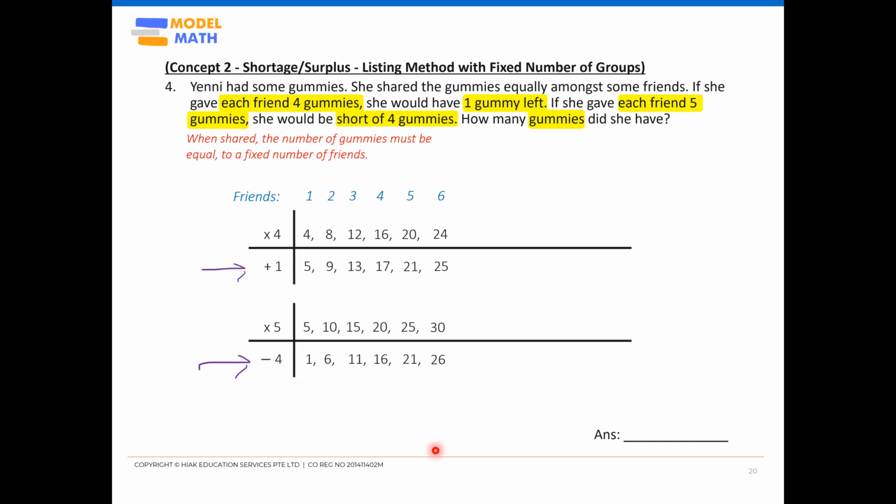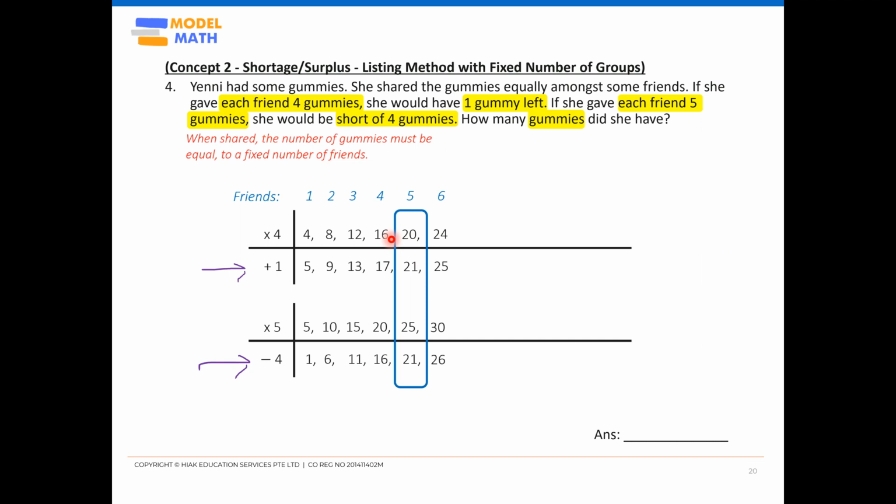Okay, so between my 2 purple colored rows, observe, is there any common number? And it must be for a fixed number of friends. So luckily we noticed this 21. Can you see that the 21 is my common number? So 21 gummies in the first scenario, second scenario also 21 gummies, and this is given to how many friends? So this is given to 5 friends. So now I know for sure that she has 5 friends that she tried to distribute the gummies to.